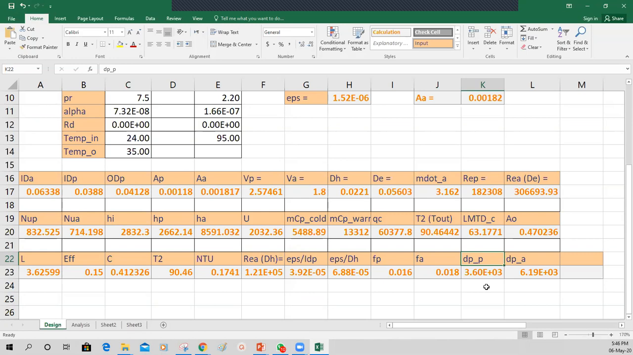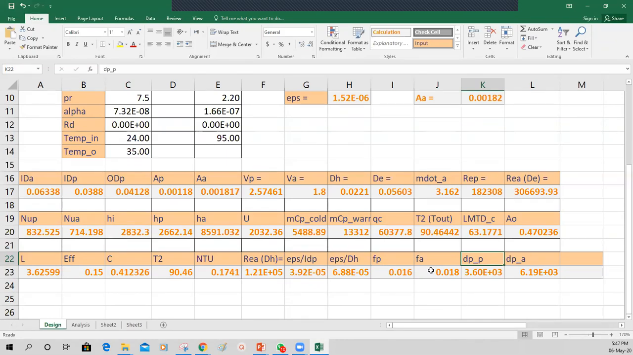What we need to calculate is the friction factor for the pipe side and the friction factor for the annulus side. The friction factor depends upon the Reynolds number and upon epsilon over D. When you are calculating for the pipe side, it is epsilon over IDP. When you are calculating for the annulus side, it is epsilon over DH. Then you calculate the friction factor for pipe and annulus, and substitute in the formula on page 421 to find the pressure drop.